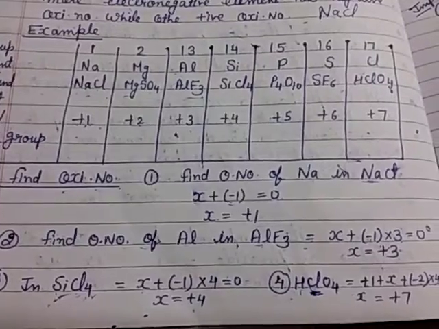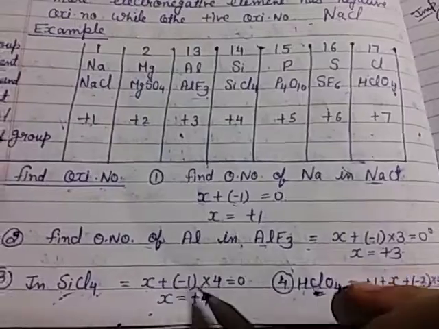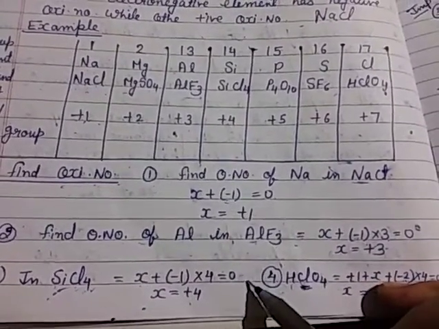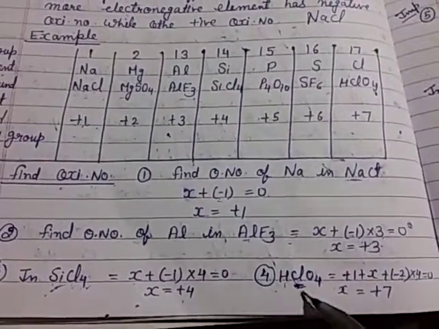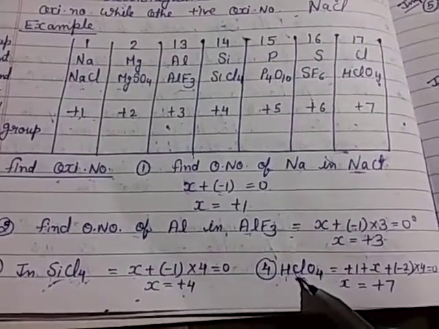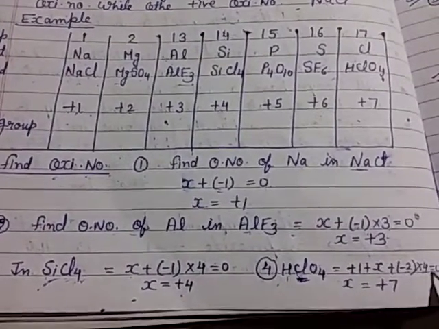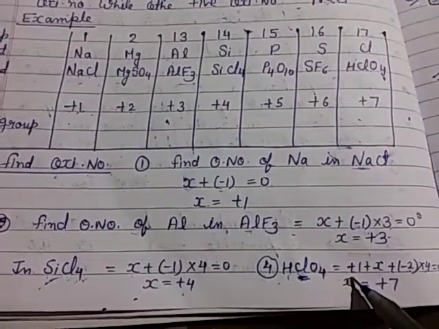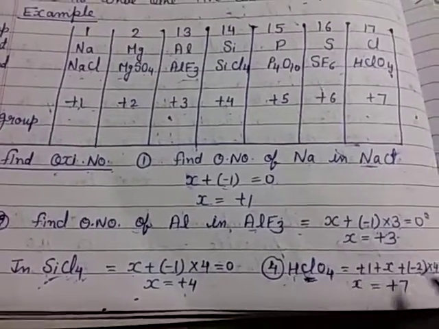Then SiCl4: Si is X, chlorine -1 multiplied by 4 is equal to 0, so X is equal to +4. Then HClO4: hydrogen is +1, and we have to find the oxidation number of Cl as X. Oxygen -2 multiplied by 4 is -8, and with +1 that is -7. Going to the right side, it is +7. So the oxidation number of Cl is +7.